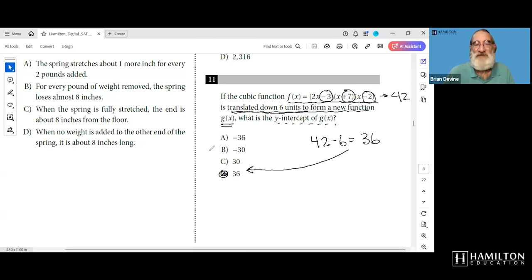Now, you could have graphed that thing in Desmos. Might have taken you longer to do than what I just did. But the answer still would have been 36.